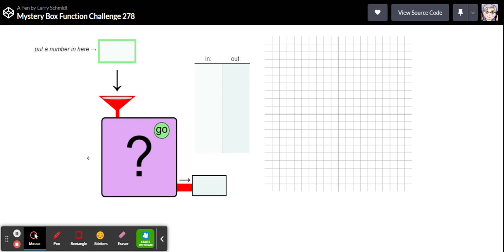In the purple mystery box there is some math and your challenge is to figure out what that is. If you'd like to try this out you can use the link in the description, and when you've got an idea come on back and see if we get the same thing.